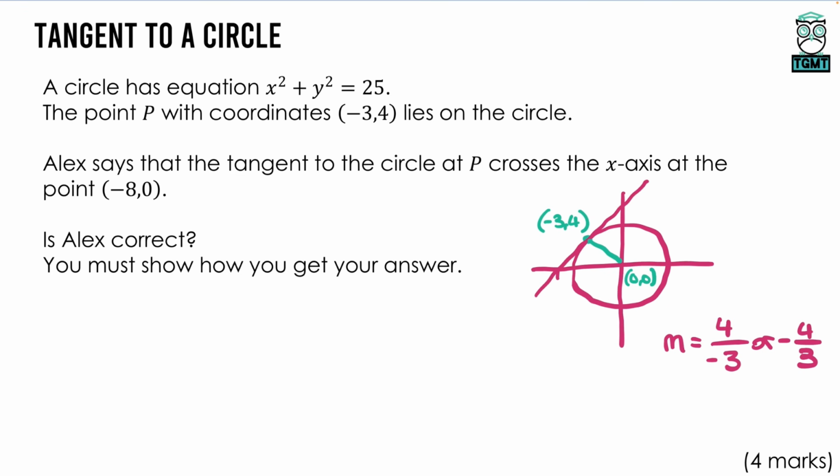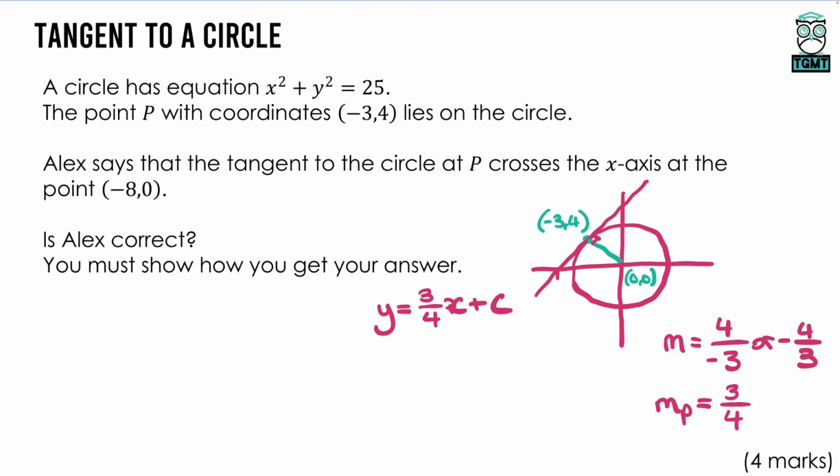Now we want the perpendicular gradient for our tangent. Tangent meets a radius at 90 degrees, so we do the negative reciprocal of that. So -4 over 3 turns into +3 over 4. And that is the gradient of the tangent. Now we know the gradient of the tangent, we can put that into y equals mx plus c, and we know the gradient m is 3/4. So y equals 3/4 x plus c.